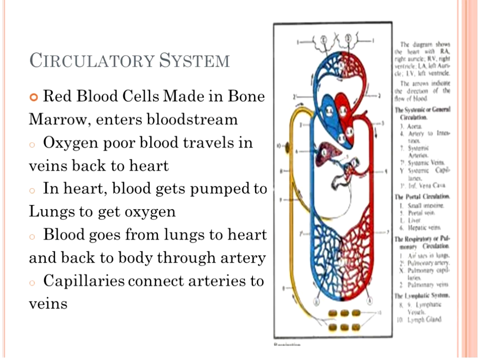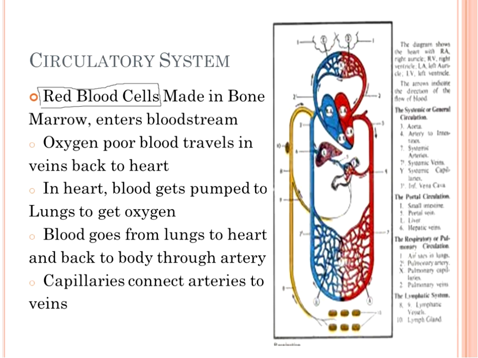This one is a pretty important one, the circulatory system. If you understand the circulatory system, at least the basics, you should be good to go for that. First step, red blood cells. Red blood cells are very important. They're made in bone marrow. So if you were to look inside of one of your bones, that's where your red blood cells are made. And once they're made, they go into the bloodstream.